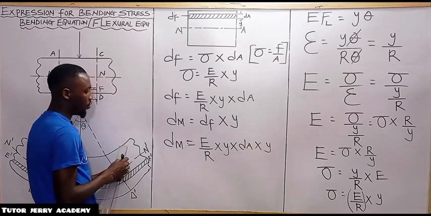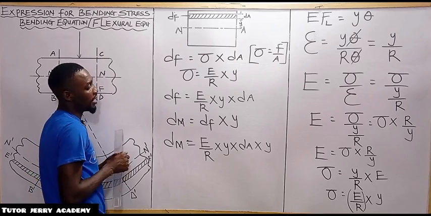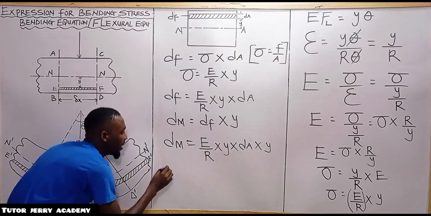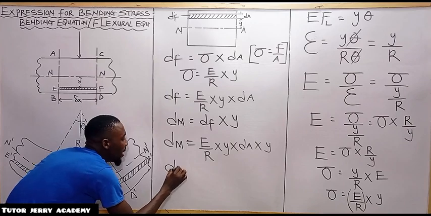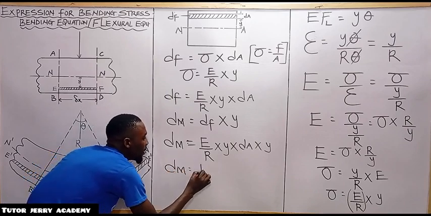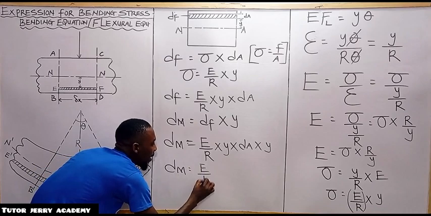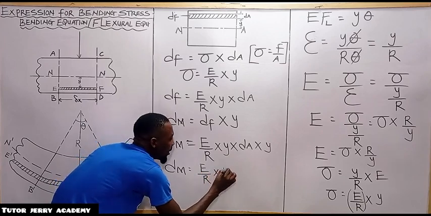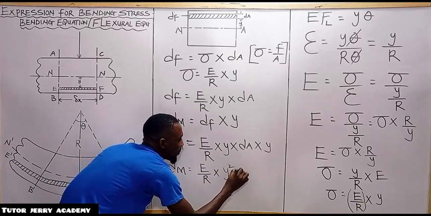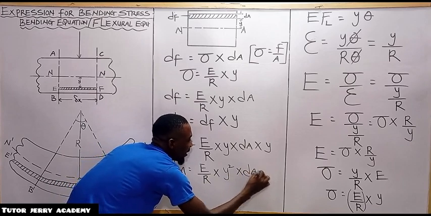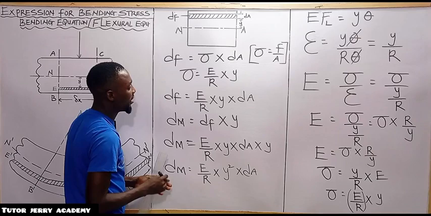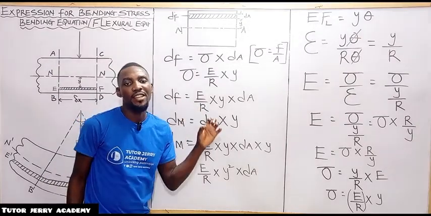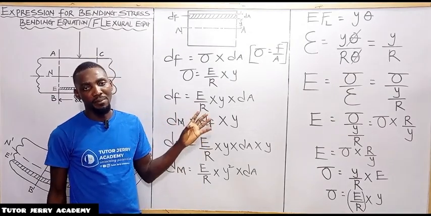All right. So if you look at this carefully, you are going to observe that y multiplied by y is y squared. So we can therefore rewrite this as dm equals E all over R multiplied by what? Multiplied by y squared, then multiplied by what? dA.